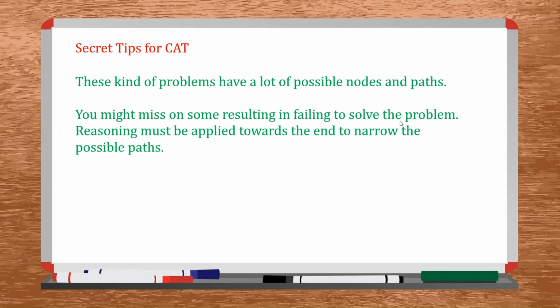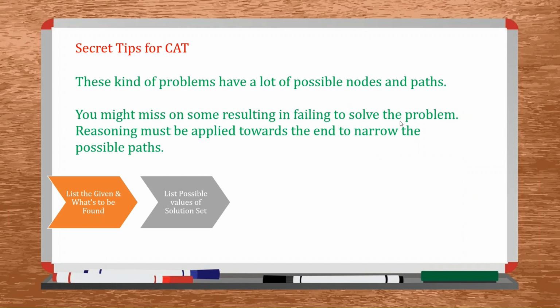So, any given problem on any entrance exam, be it CAT, GMAT, anything, if you take this particular approach, you will be able to solve any problem in reasoning. So, this is the approach. First, list the given and what is to be found. The green table that we did. There were 15 values to be found out, and then there will be values from which you need to find. So, the second step is to list all the possible values in the solution set.